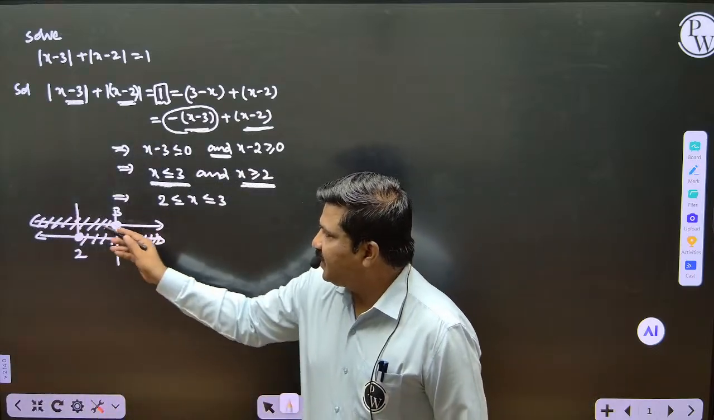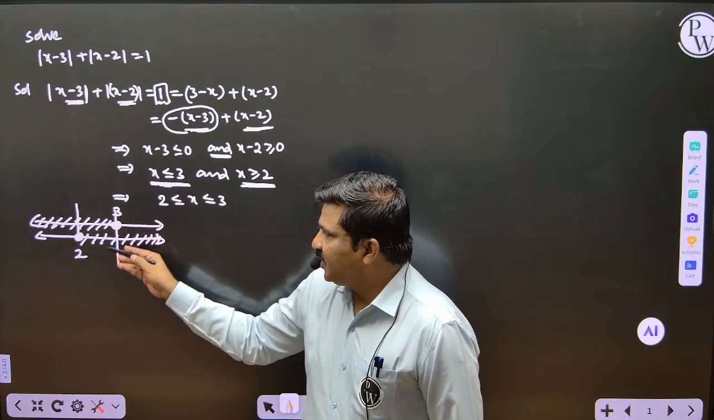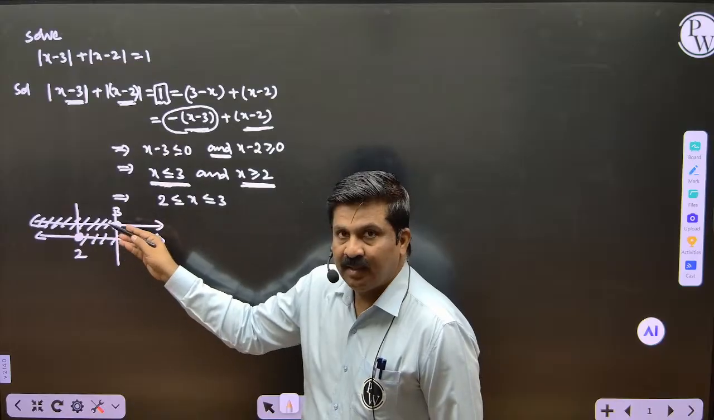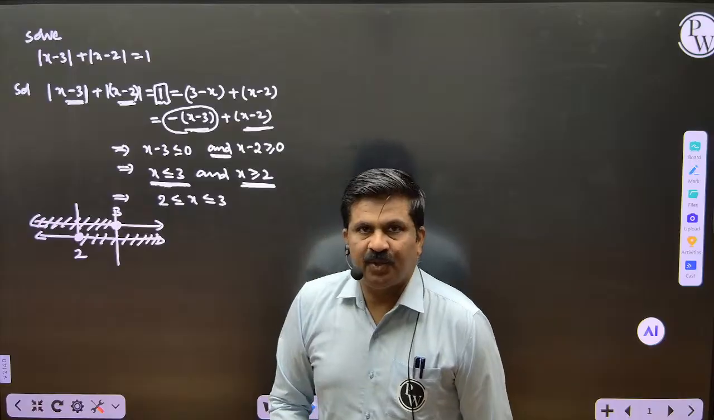This is less than or equal to 3. This is greater than or equal to 2. What is the common shaded part here? The common shaded part is from 2 to 3.